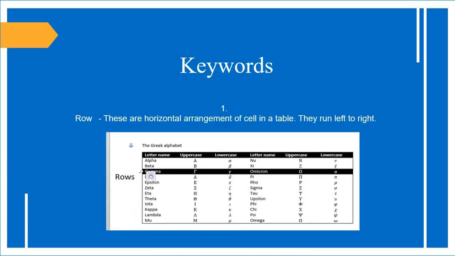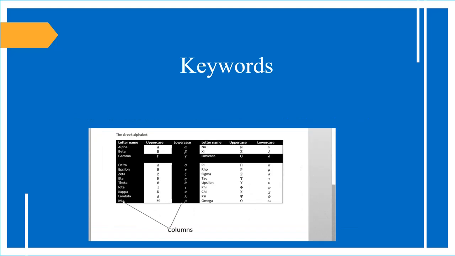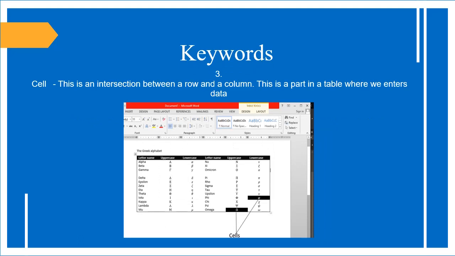Keywords. 1. Row. These are horizontal arrangements of cells in a table. They run left to right. Keywords. 2. Column. These are vertical arrangements of cells in a table. They run top to bottom. Keywords. 3. Cell. This is an intersection between a row and a column.